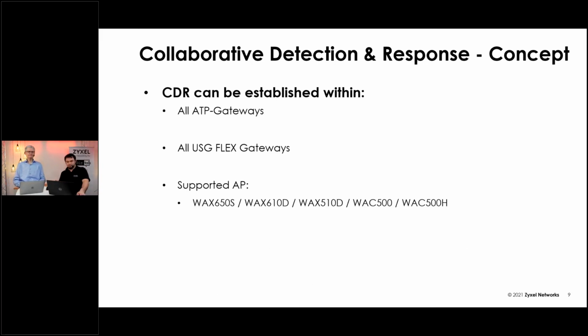Super. So moving on, what devices can we establish CDR actually on? We can use it on all ATP gateways, on all USG Flex gateways, so all the newer generation devices. Not the VPN, unfortunately, because they don't have any UTM functionality. Sure. But on the AP side, we only got a few, which is basically our flagship tier. So we got the AX devices, WAX, and then the WAC 500 series.